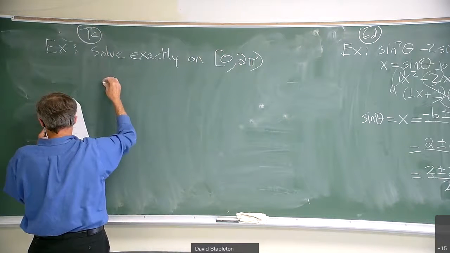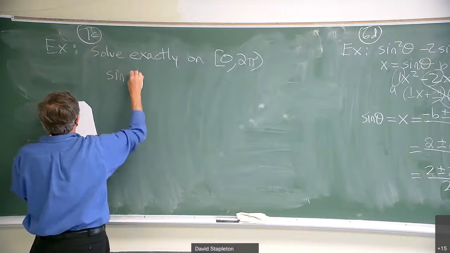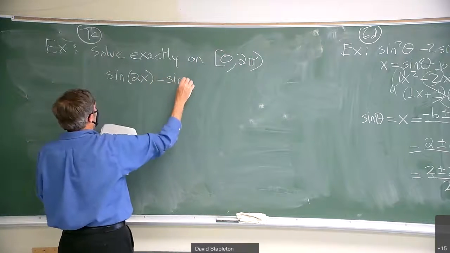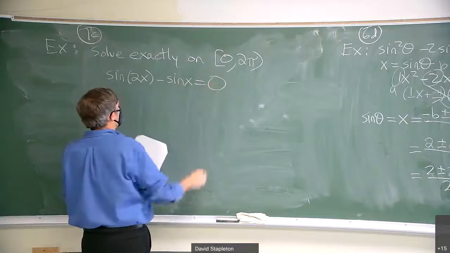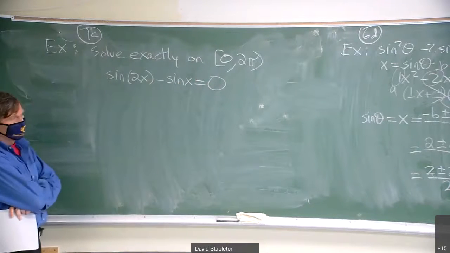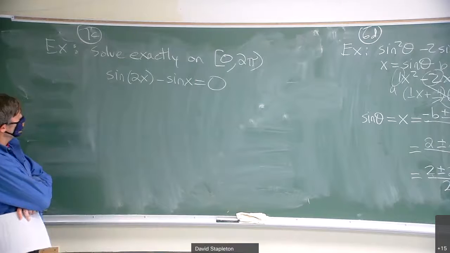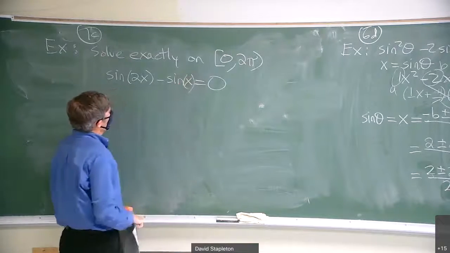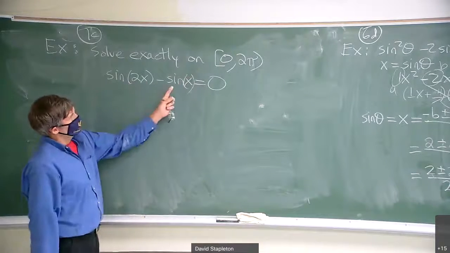is sine 2x minus sine x equals 0. How in the world do I solve that one? Here's the problem. It's not a linear equation, a sine x plus b equals 0.